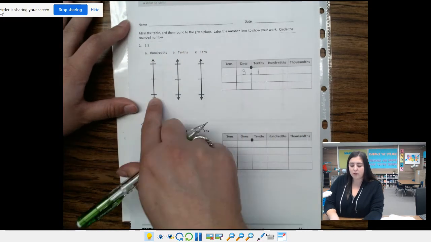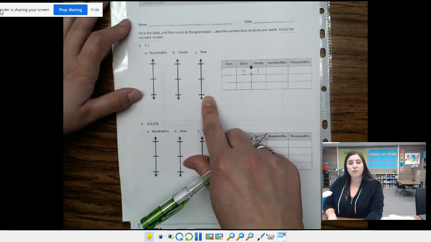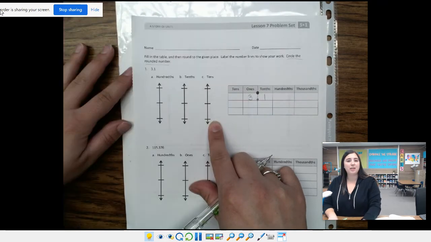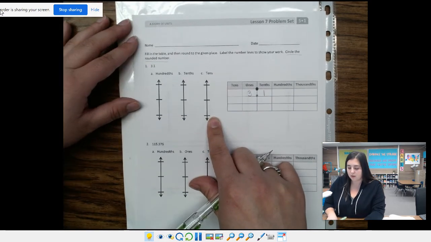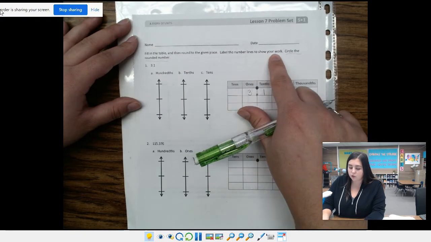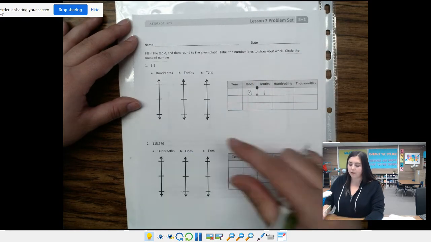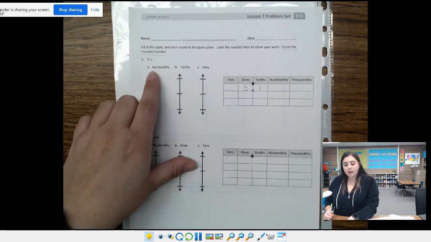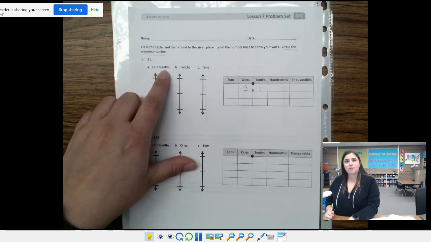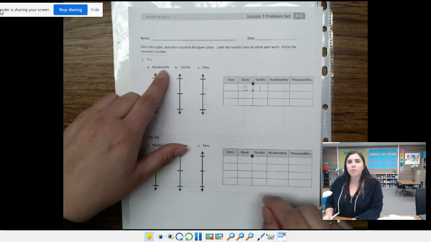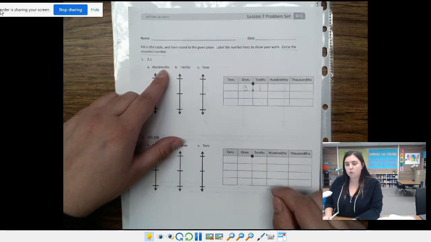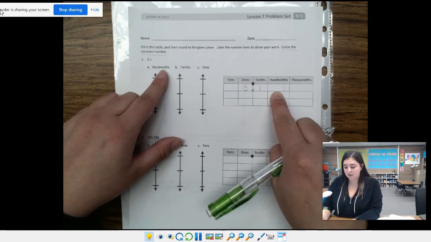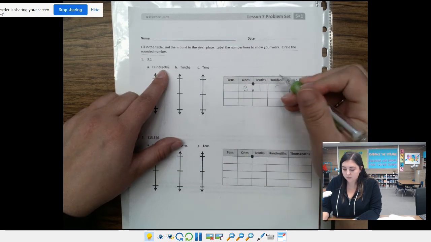So there are 3 parts to this, and I don't like how little room they gave us. So I also have my whiteboard underneath that I might use to help me solve. Label the number lines to show your work. Circle the rounded number. Okay, let's get started. On A, they're wanting us to round to our hundredths place. Take a look on our place value chart here. How many hundredths do we have? None. So you can fill in a 0 there as a placeholder.